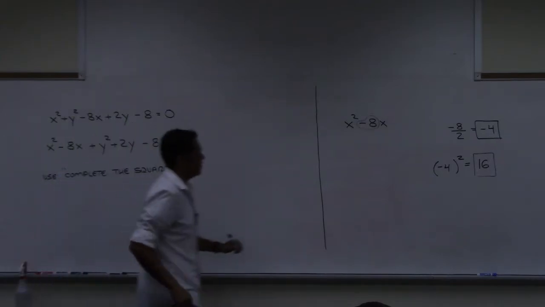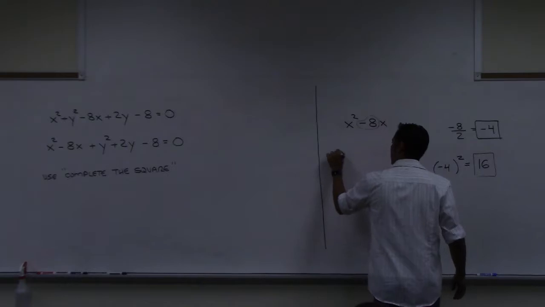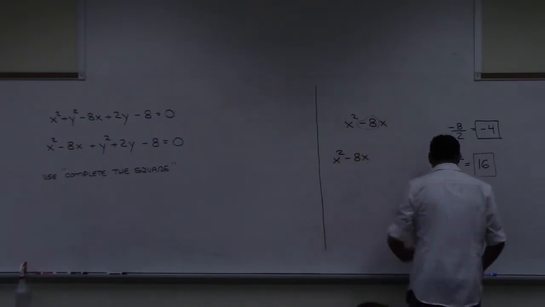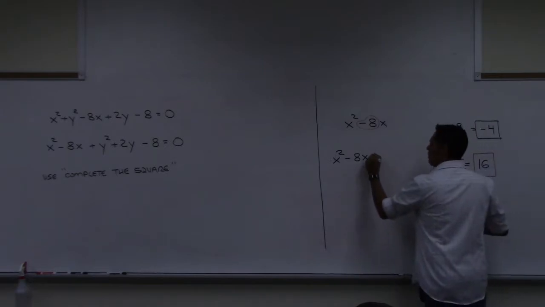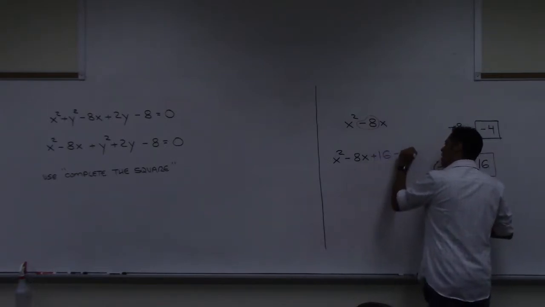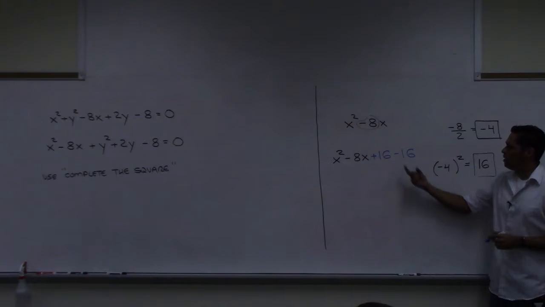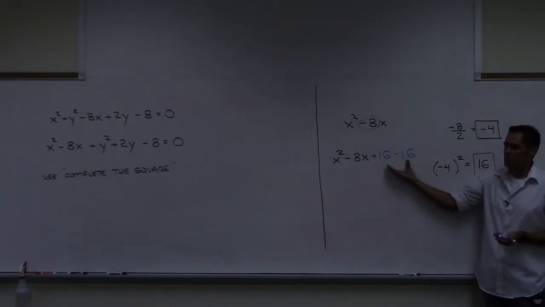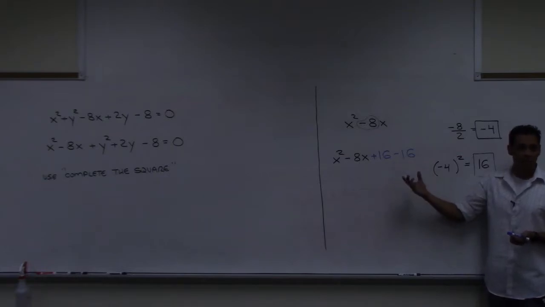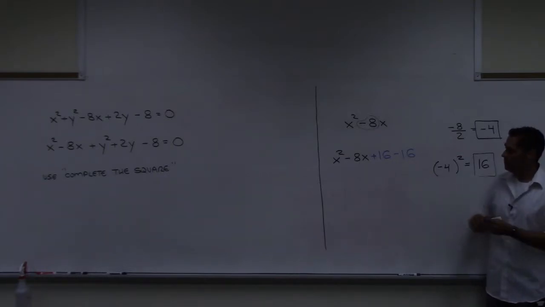I'll keep working with this. I'm going to take x squared minus 8x, and here it comes. I'm going to add 16 and subtract 16. Now, am I allowed to do that? Well, what is 16 minus 16? 0. So am I really changing the problem? No. But I'm being clever, and it's going to work.